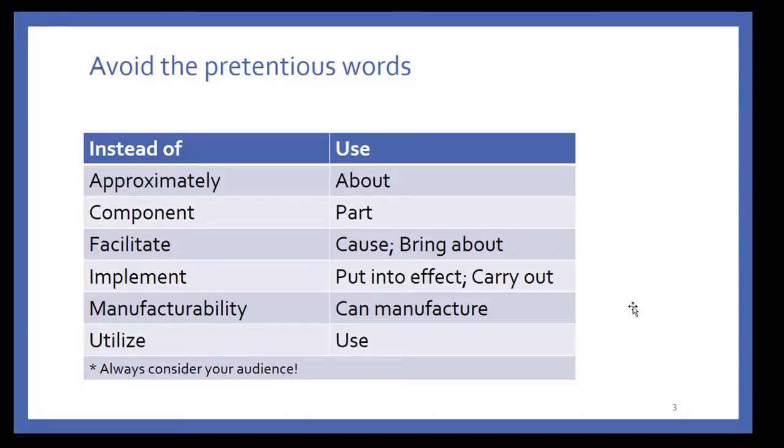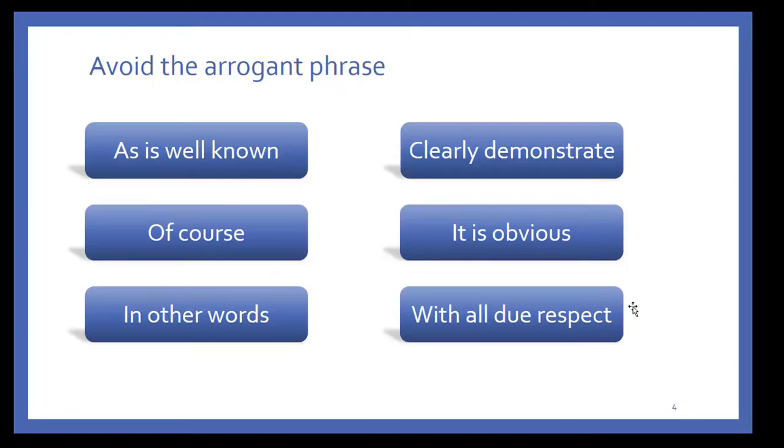Implement, if you're on the farm, yes, you might have an implement. Otherwise, say put into effect or carry out. Manufacturability is a really long way of saying I can manufacture this. And instead of saying utilize, use. It's shorter, it's more concise. One of those things we're worried about in technical writing.